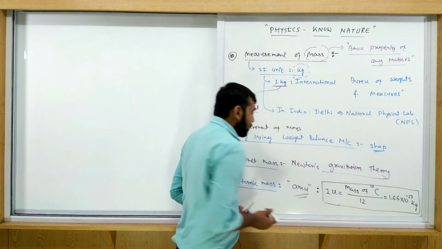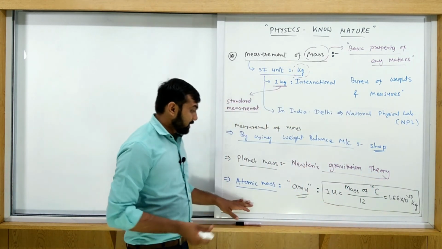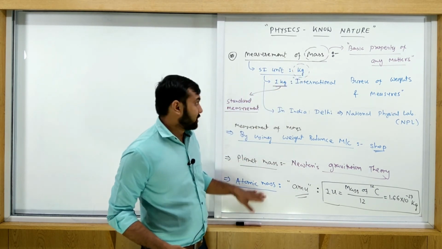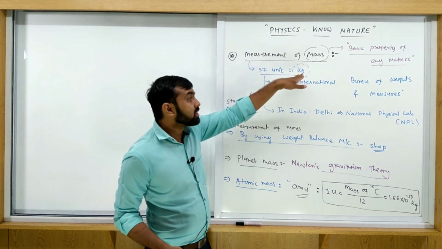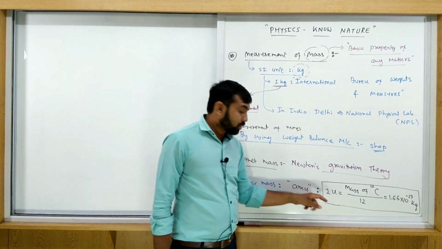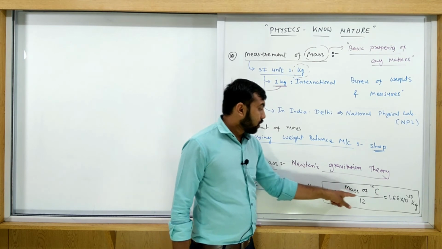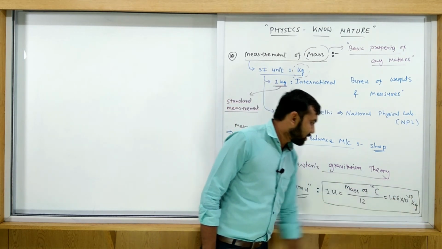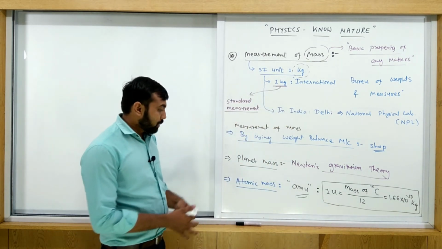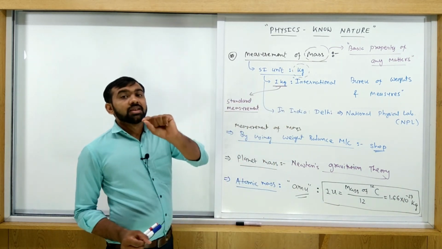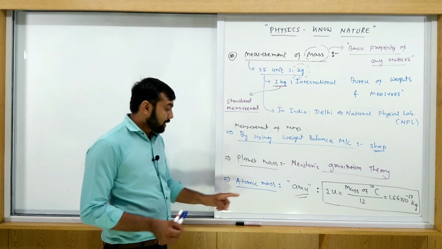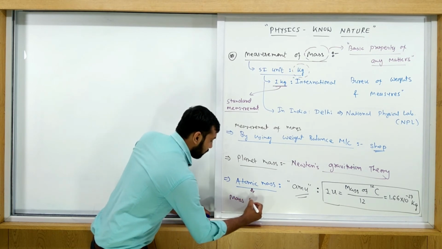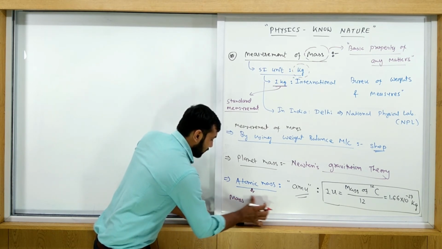All of you must note this. Atomic mass is generally measured in terms of AMU, not in terms of kg, because for the mass of an atom, kg is a very large unit. 1 u is equal to the total mass of carbon 12 upon 12, which is 1.66 into 10 raised to minus 27 kg. And mass spectrography is used for measuring this.